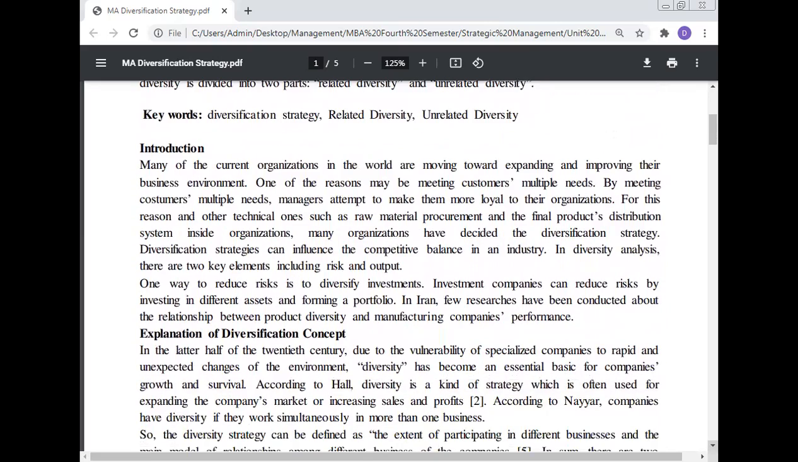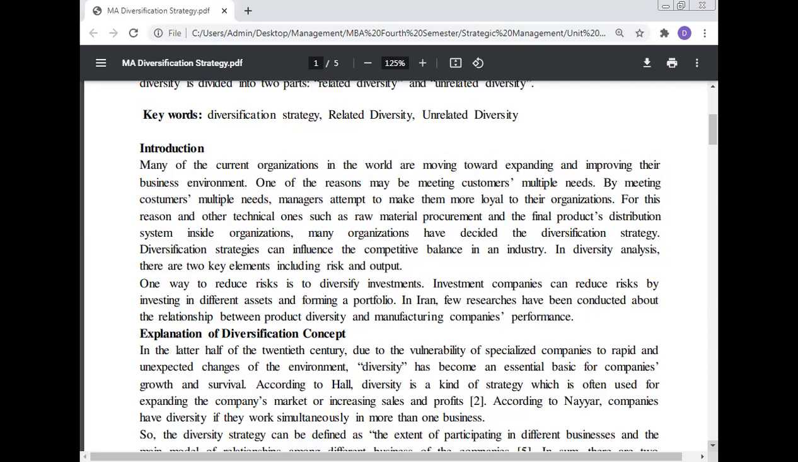Many of the current organizations in the world are moving toward expanding and improving their business environment. One of the reasons may be meeting customers' multiple needs. Customers have multiple needs. By meeting them, managers attempt to make customers more loyal to the organization. For this reason, and other technical ones such as raw material procurement and the final product distribution system inside the organization, many organizations have decided on a diversification strategy.